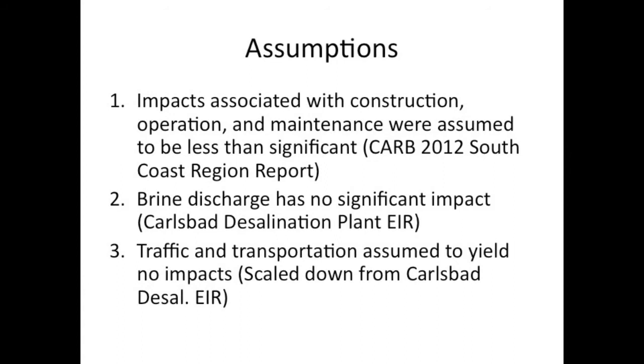Number 3, the impacts to traffic and transportation with respect to project construction were assumed to yield no significant impacts, using an average daily trip addition of 100 trips to each affected street area. 100 was selected as a base and round number after comparing the number of average daily trips in the Carlsbad Desalination EIR, a 50 MGD plant, and scaling down the number for our project size.